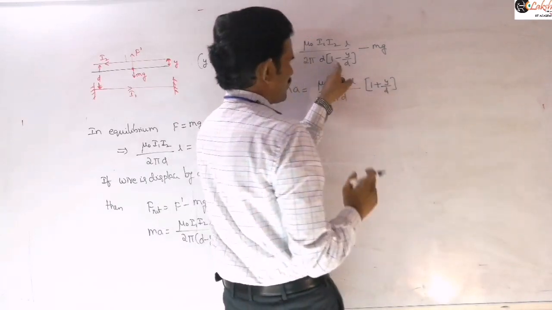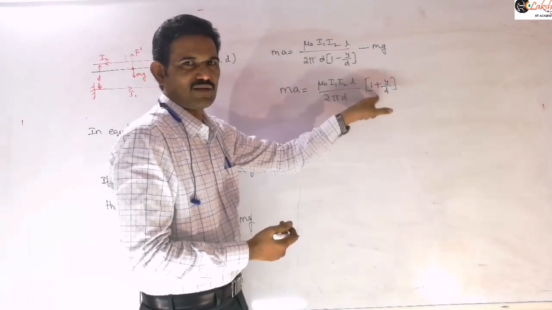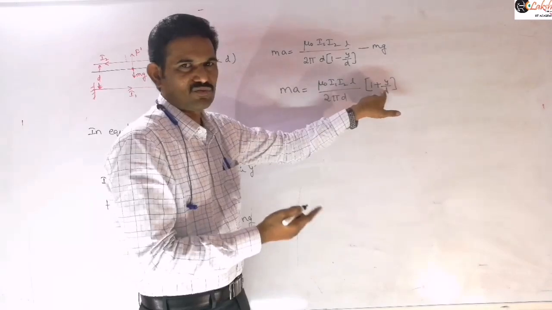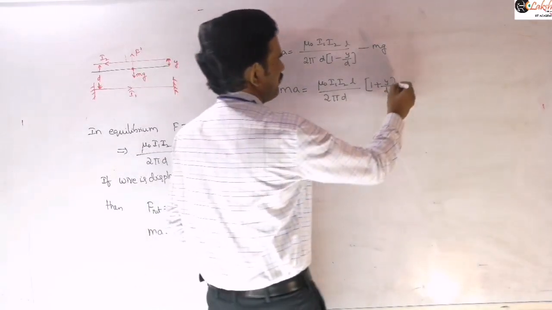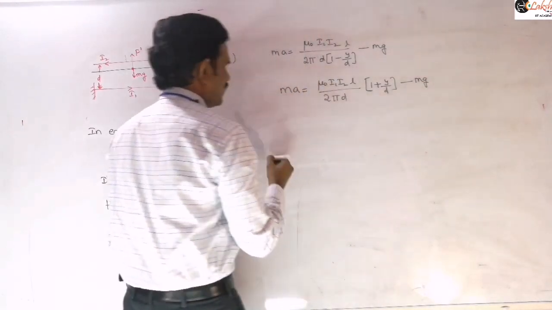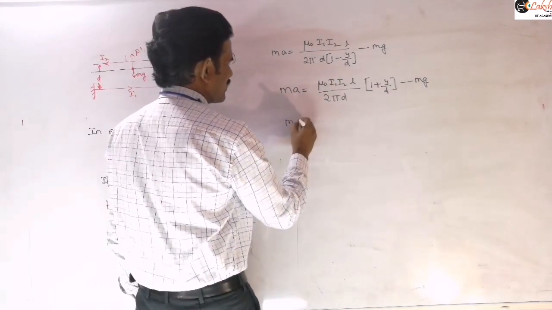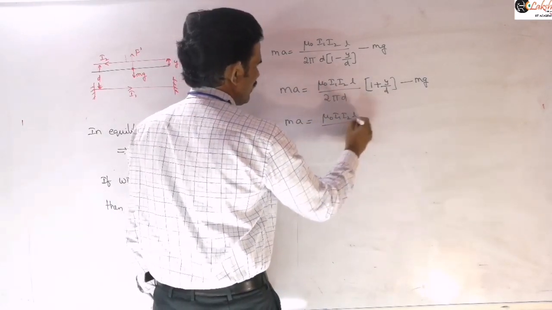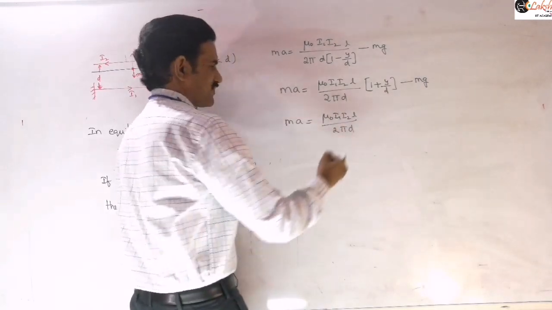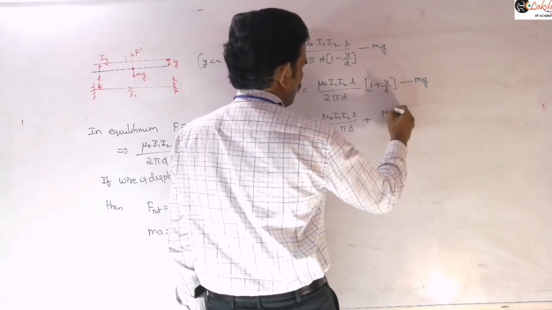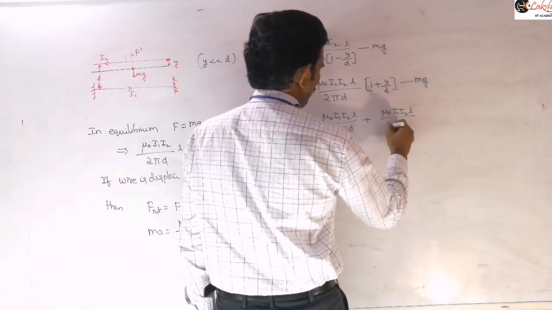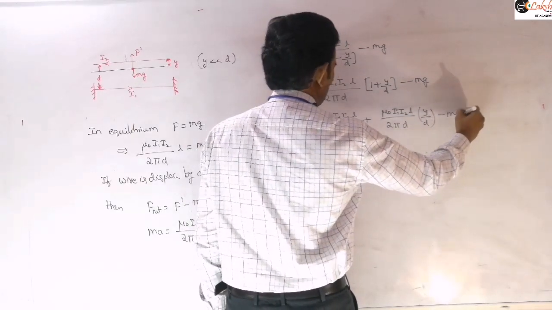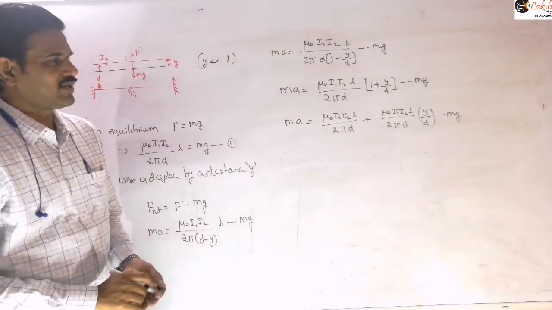I think all of you know this approximation, whole power minus 1 you will get. That we are writing by using the binomial approximation. We are taking it as minus into minus 1, so that it will be plus. So minus mg. And then this can be further written as ma equal to mu naught I1 I2 into L by 2 pi d, plus mu naught I1 I2 into L by 2 pi d into y by d, minus mg. Right? We just multiplied that.